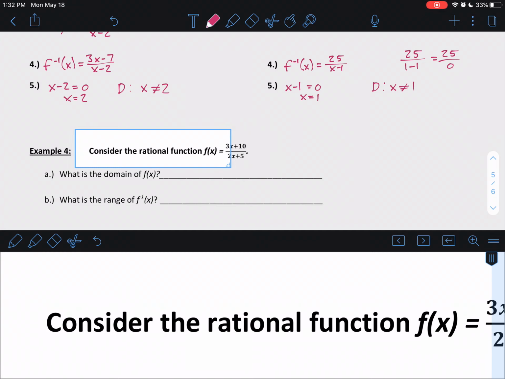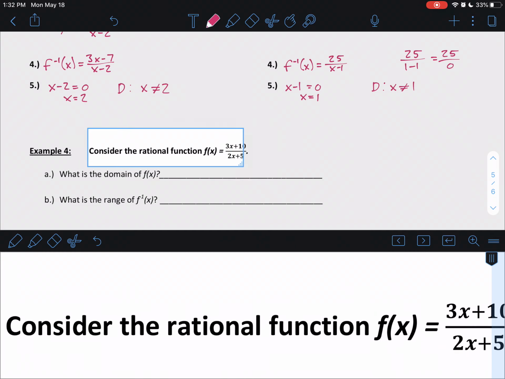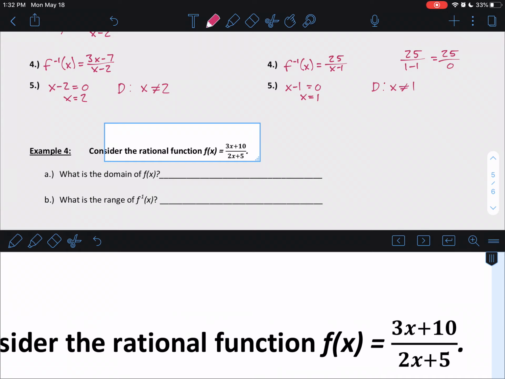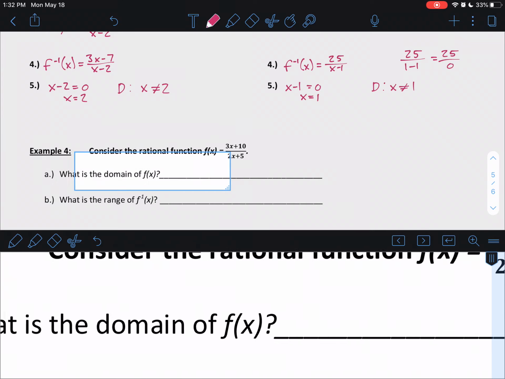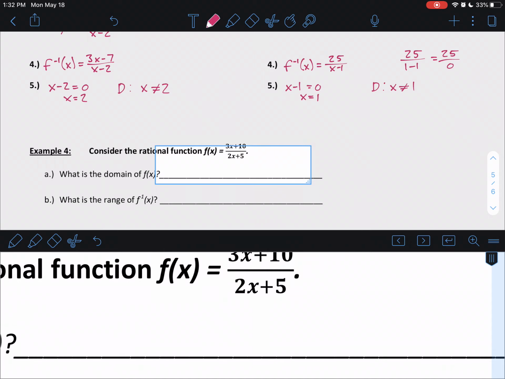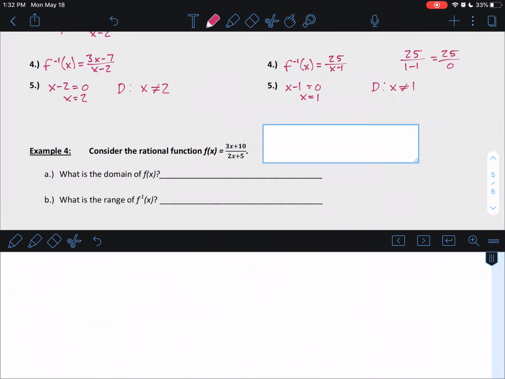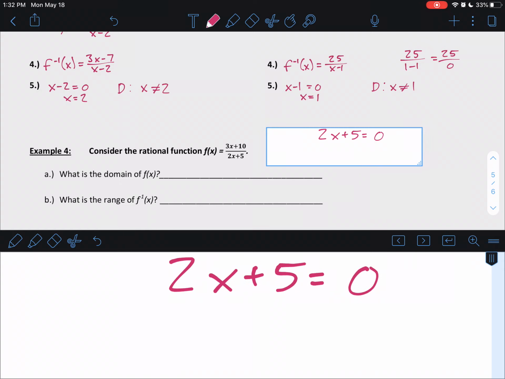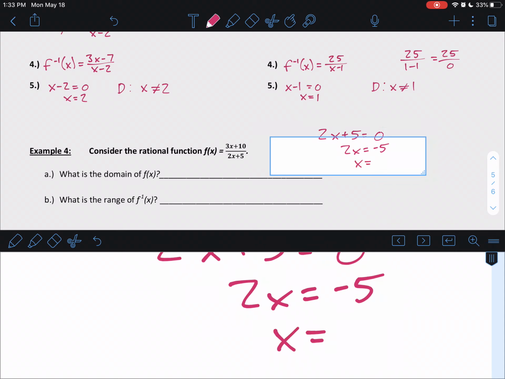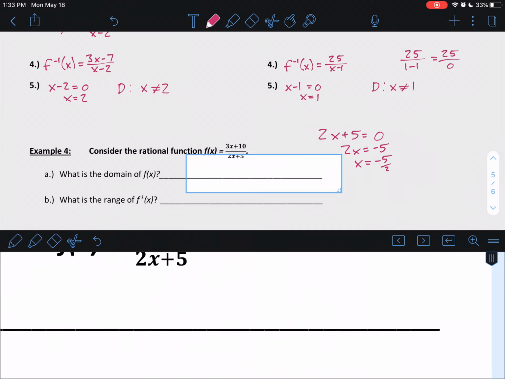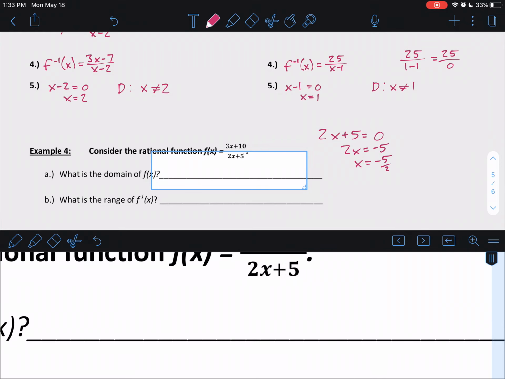Example 4 here, this one is different. We have, consider the rational function f of x equals 3x plus 10 over 2x plus 5. And it's just asking, what's the domain of f of x? Well, for the domain, again, set the denominator equal to 0 and solve. So 2x plus 5 equals 0. Subtract 5 from both sides, so 2x equals negative 5. And then divide by 2. x equals negative 5 halves. So the domain is everything but that. The domain is x is not equal to negative 5 halves.